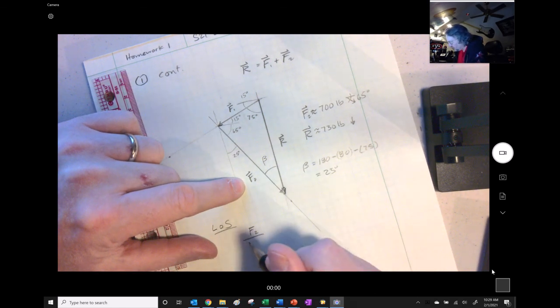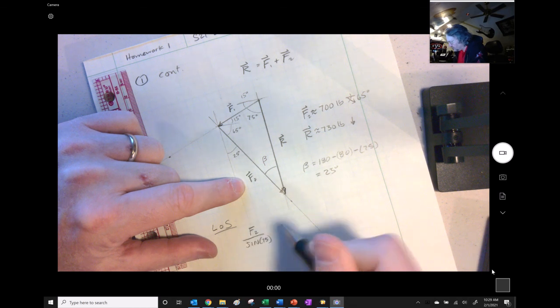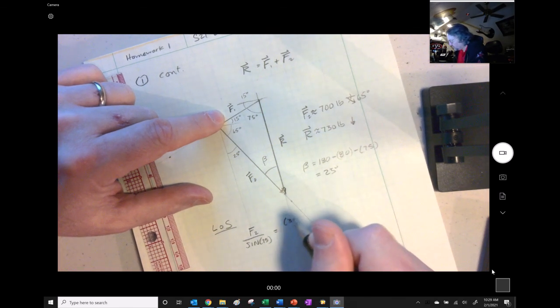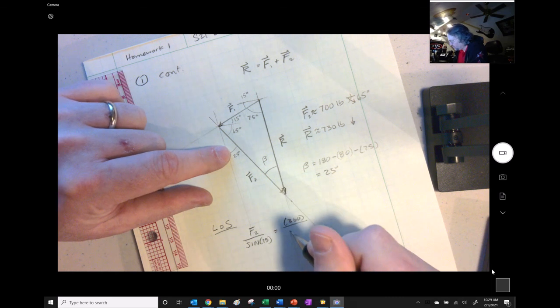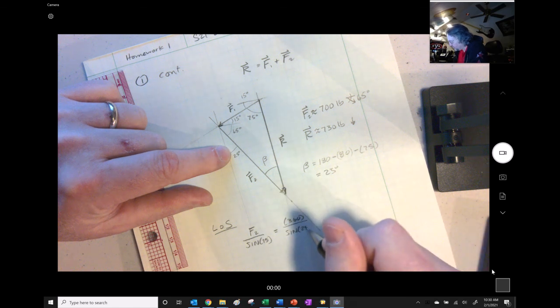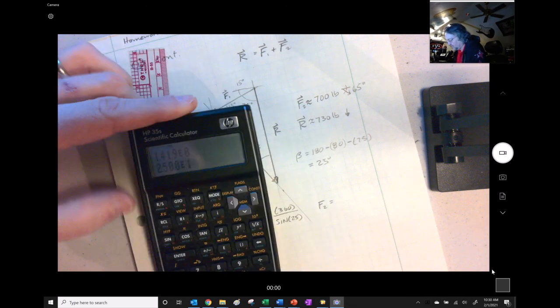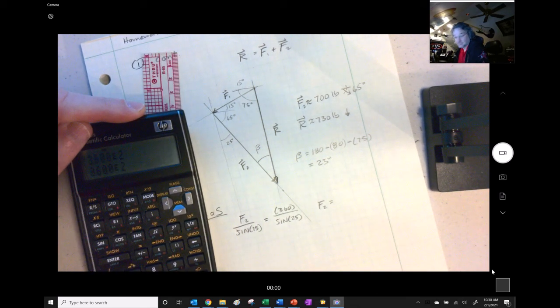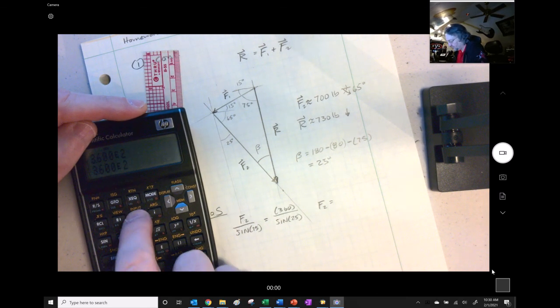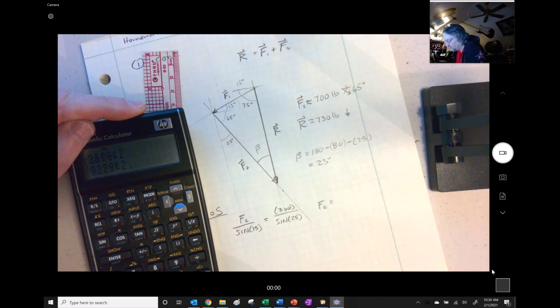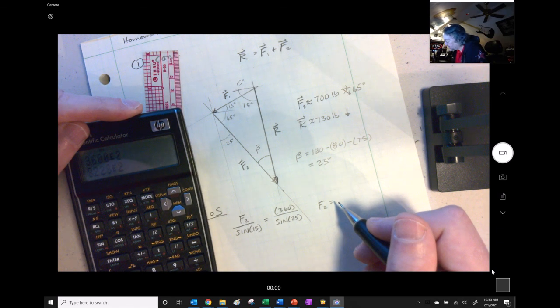F2 is opposite of 75, so that's the sine of 75, and that's going to be equal to F1, which was given as 360, divided by the sine of the opposite angle, which is beta, 25. So I can find F2 by taking 360, dividing by the sine of 25, and then multiplying by the sine of 75. Boom. And we get a larger number than I expected.